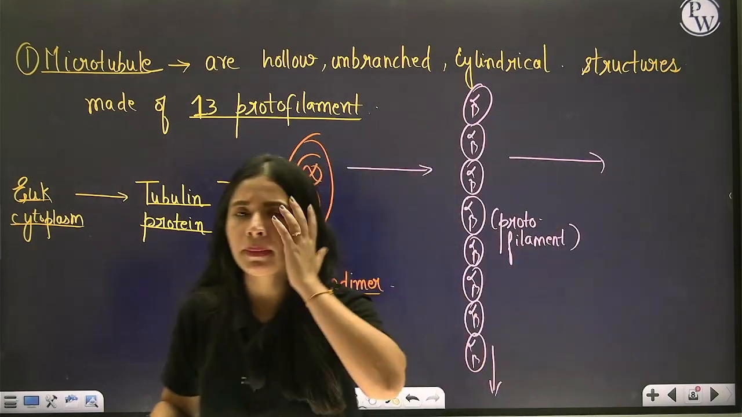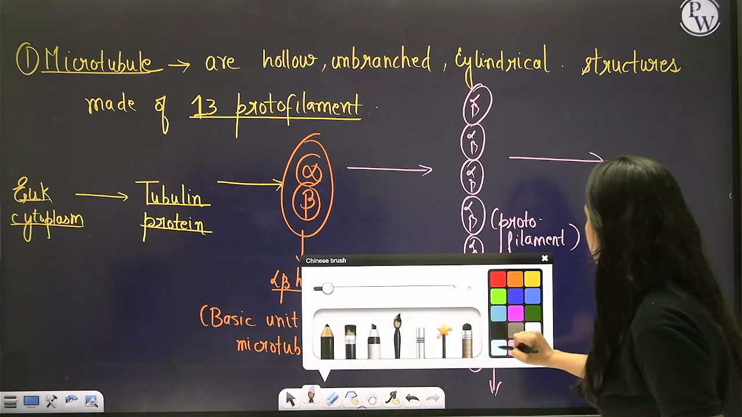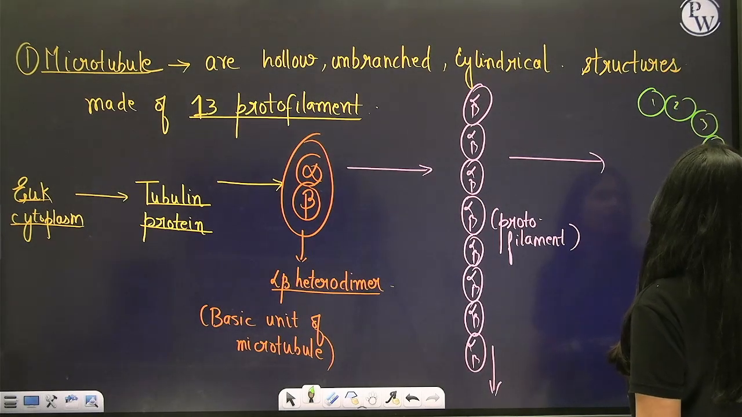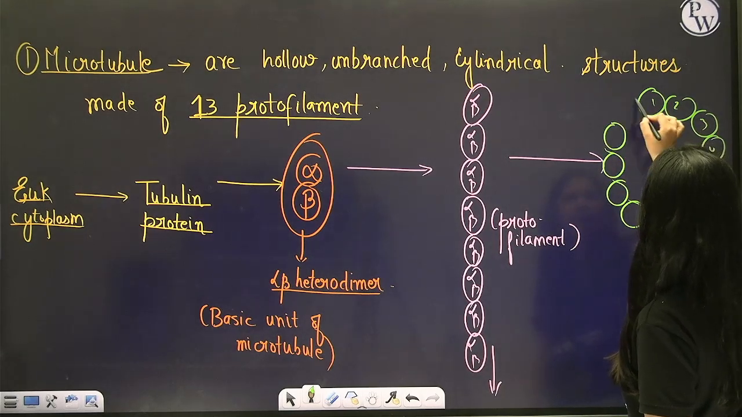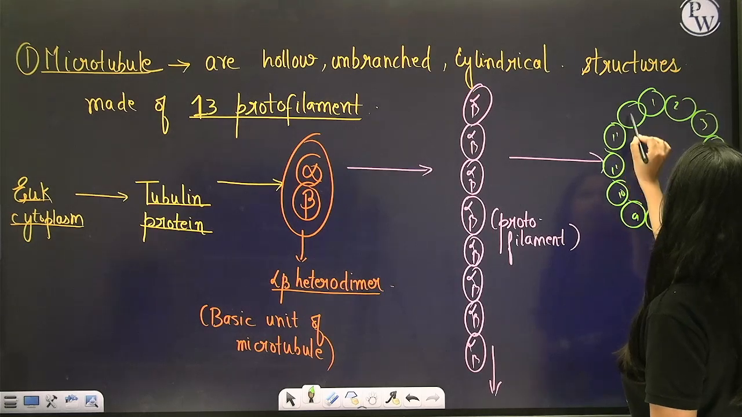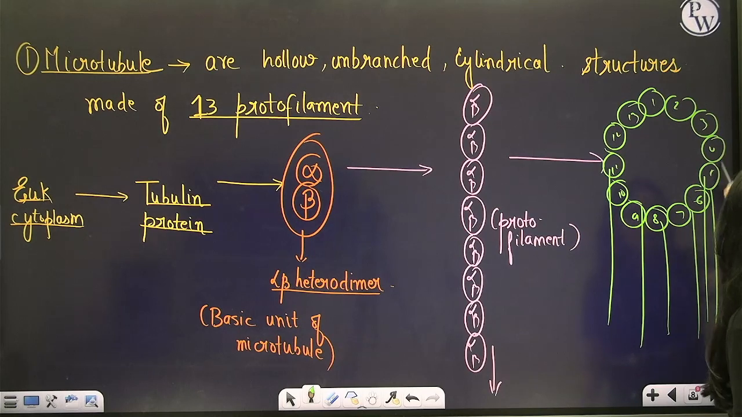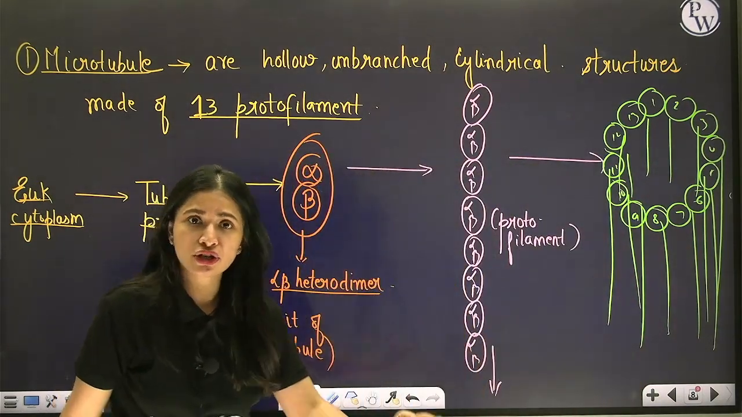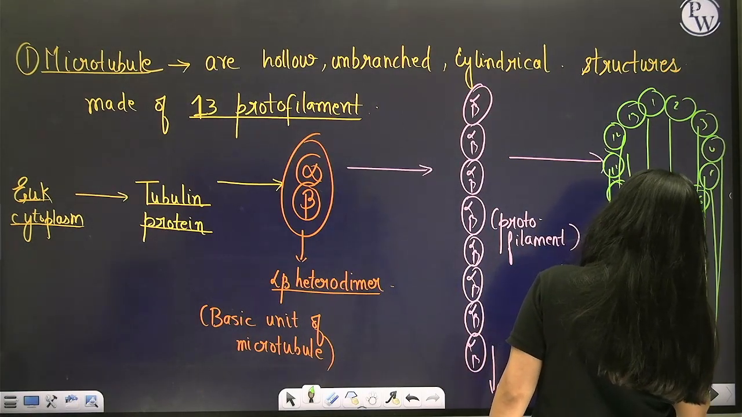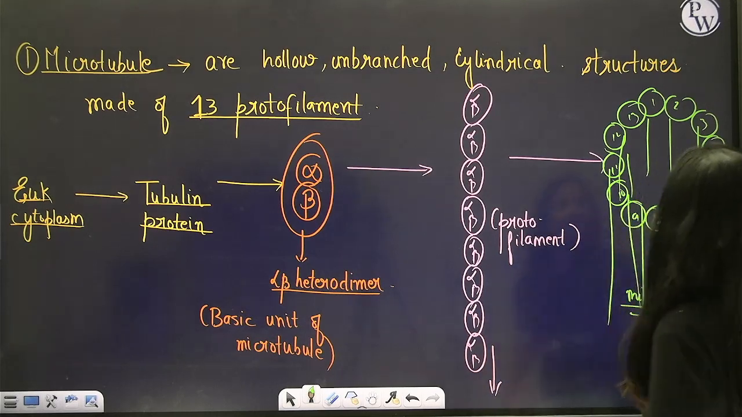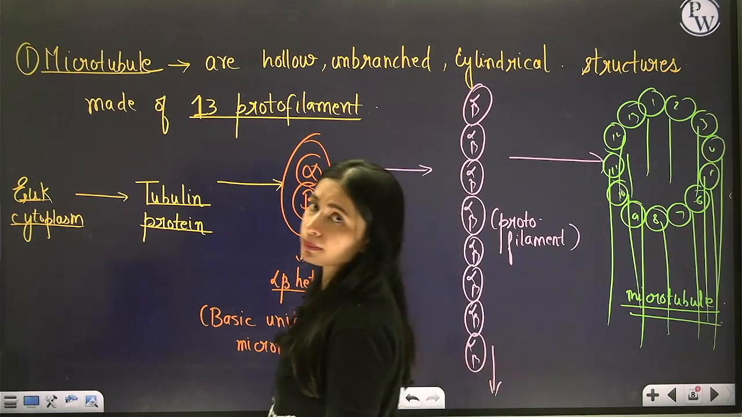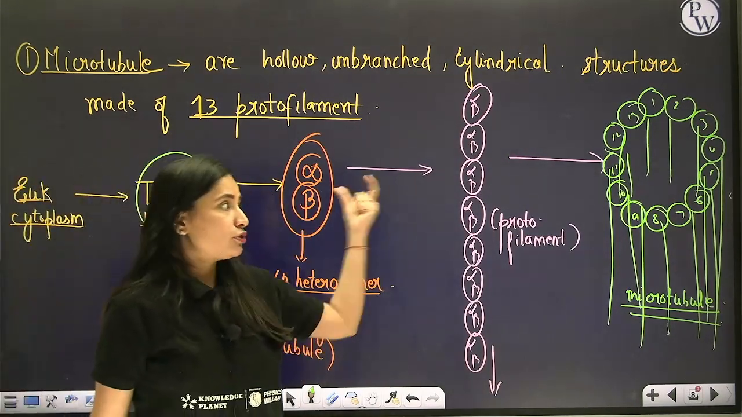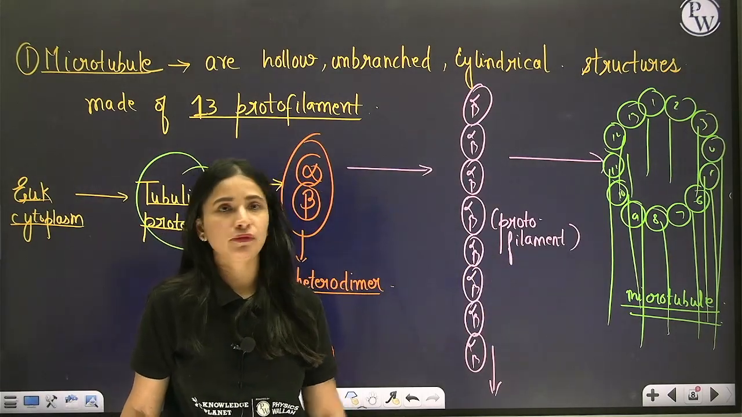Now, many such protofilaments will have been formed. So, 13 such protofilaments, students, join in a circular manner. So, 1, 2, 3, 4, 5, 6, 7, 8, 9, 10, 11, 12, 13. All these 13 protofilaments, beta, join with each other, forming a hollow cylindrical unbranched structure called microtubule. So this is your microtubule. What is microtubule? It is one of the cytoskeleton elements, made up of tubulin protein that joins to form protofilament, and then 13 such protofilaments form this structure.